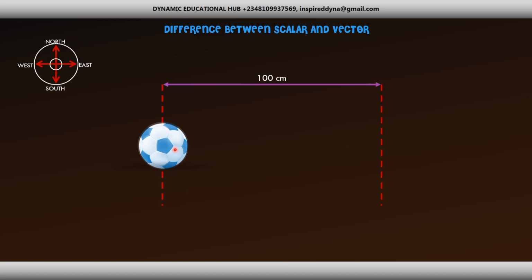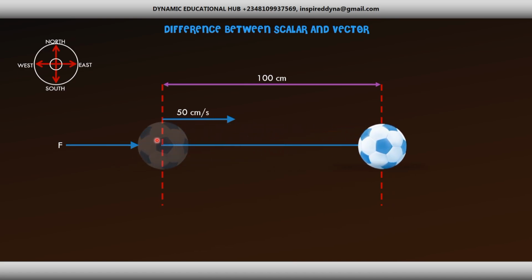Now on one of the lines here, we have a ball as shown, and let's apply a force F to this ball. Now let's assume that this ball is going to move with a speed of 50 centimeter per second as shown. Now this ball will move from this point to this point using this speed, 50 cm per second.